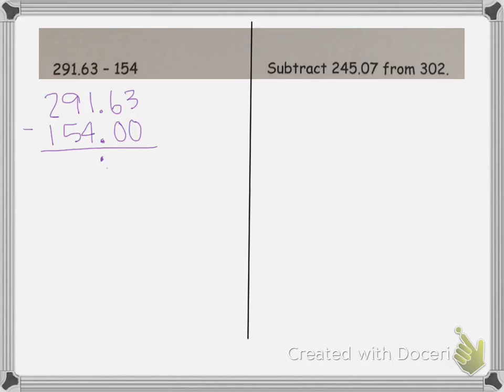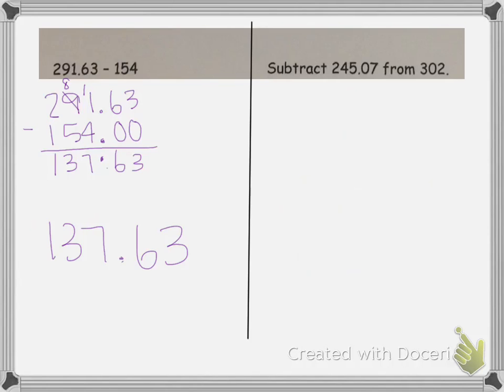Now I can subtract. 3 minus 0 is 3. 6 minus 0 is 6. 1 minus 4, I would have to steal from this over here. So now I have 11 minus 4 is 7. 8 minus 5 is 3. And then 2 minus 1 is 1. So my answer to 291 and 63 hundredths minus 154 is 137 and 63 hundredths.